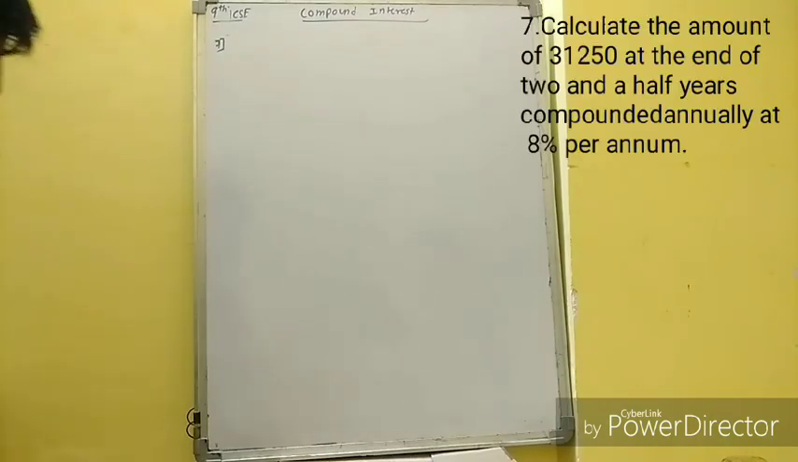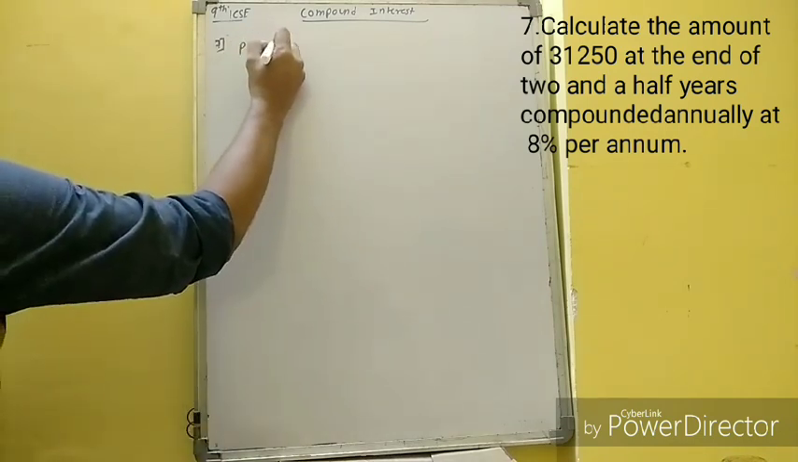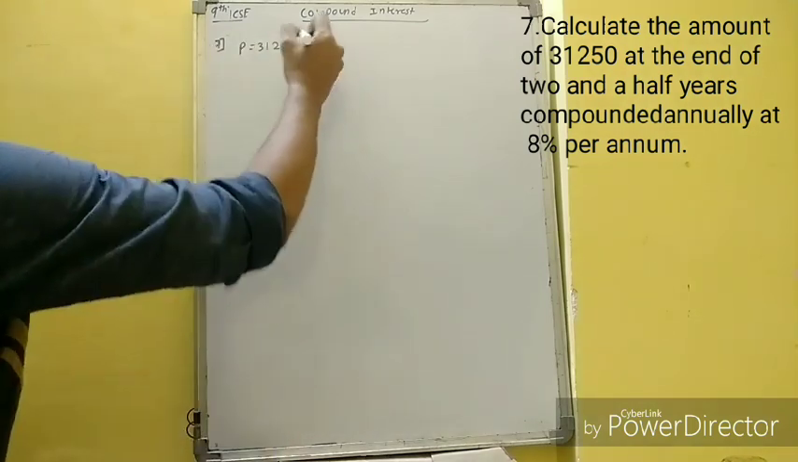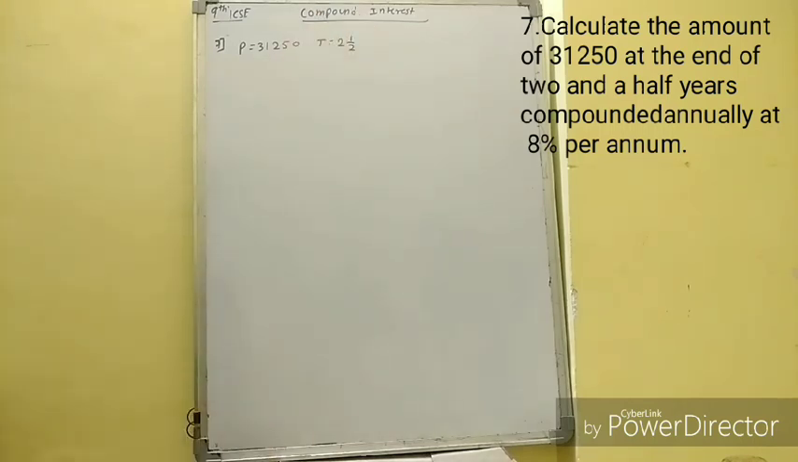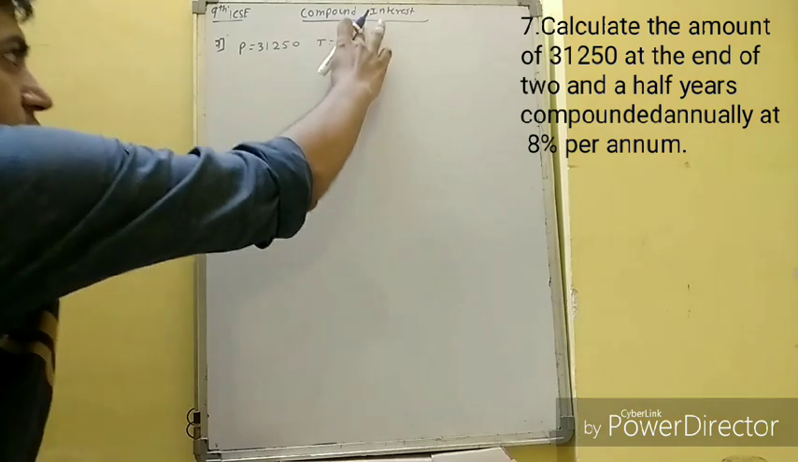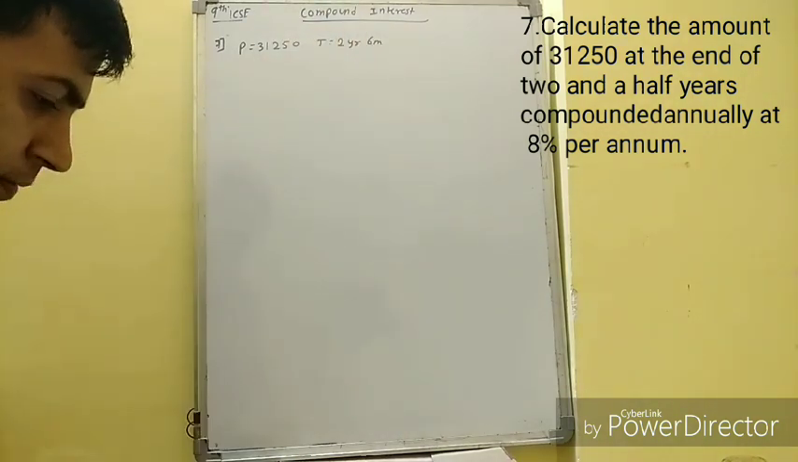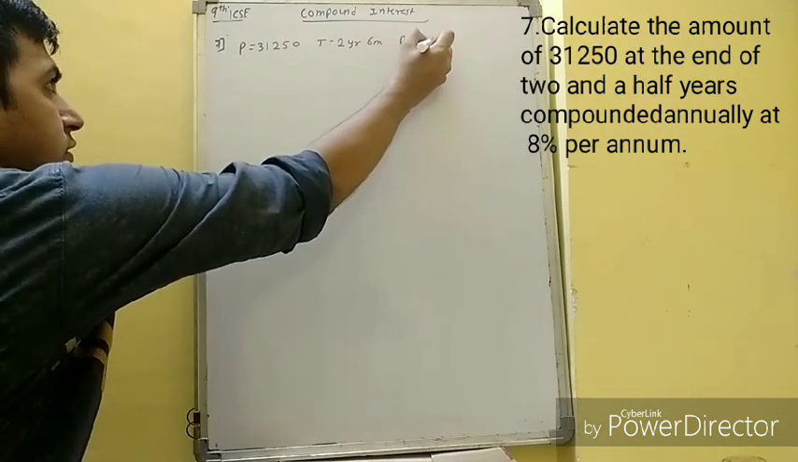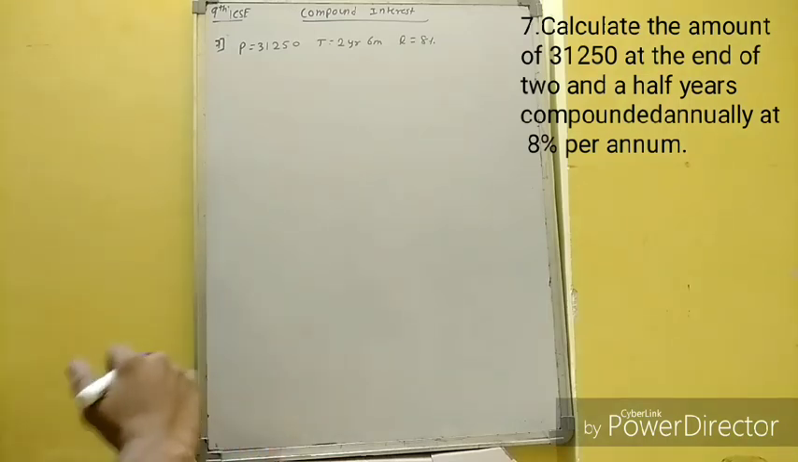Now we will do the seventh one. Calculate the amount of 31,250. So the principal is 31,250 at the end of 2.5 years. So time is 2.5 years. Half year means 6 months, right? So you can say 2 years and 6 months at 8%. Rate is 8%. Okay, so we will do it directly with the second method.